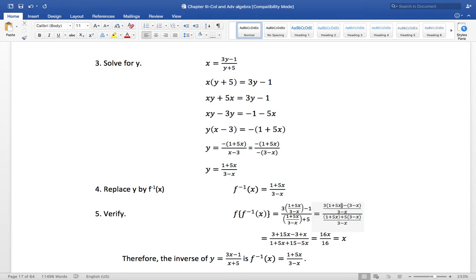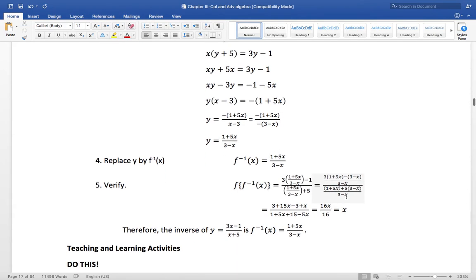Simplifying this further, ito, 3 times 1 is 3, 3 times 5x is 15x, negative 1 times 3 is negative 3, negative 1 times negative x is positive x. So we were able to simplify and expand at the same time our numerator.